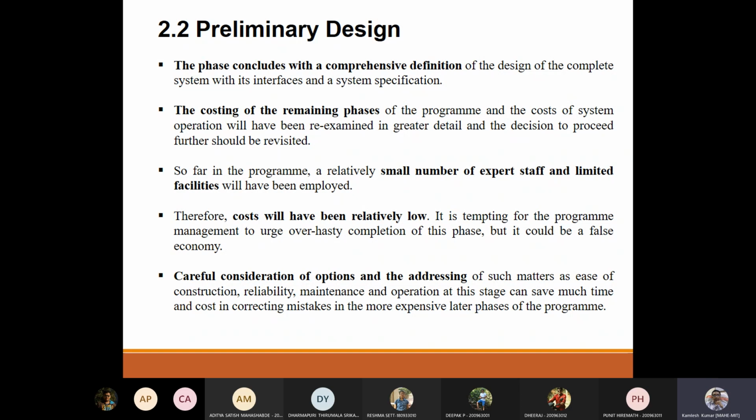And when you go further, then you can think about how to start hiring people, and hiring good management for handling the future phases. Okay, so for program management, to ensure overall completion of this phase, careful consideration of options and addressing of such matters is needed. If you're talking about construction, your reliability, maintenance, and operations, you have to check all of them, because later phases will be more expensive, correct? Huge investments come in for setting up manufacturing hubs. Those things are very costly.